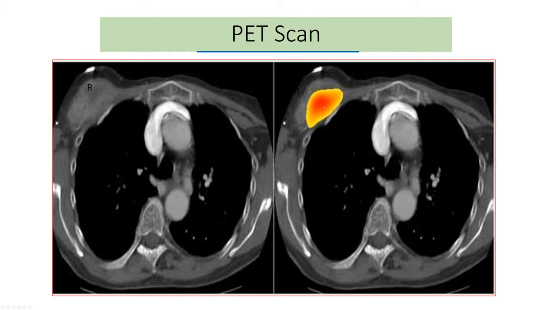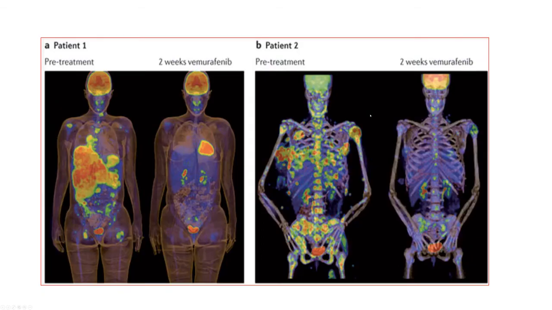The way it is, we give you an injection of radioactive glucose. A tumor which is growing quickly will pick up radioactive glucose, and the radioactive glucose shows up as yellow or red. And that is the difference between a benign tumor and a malignant tumor. Next slide.